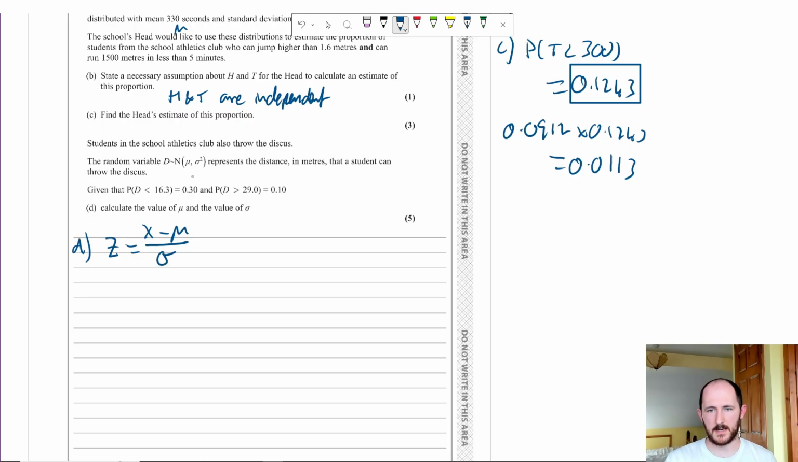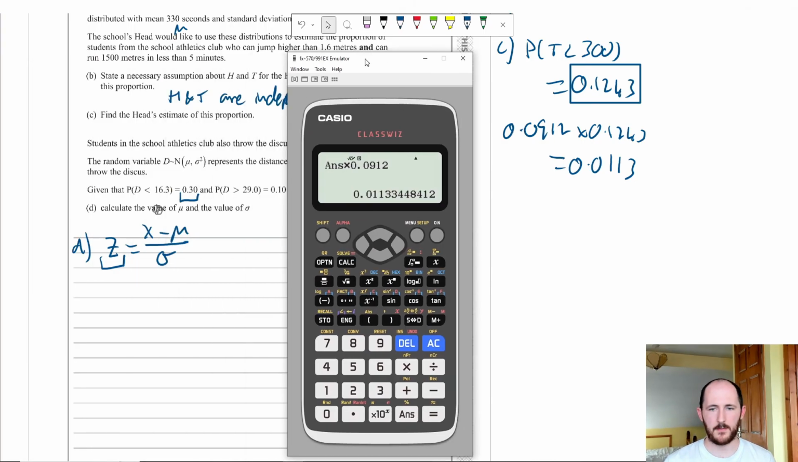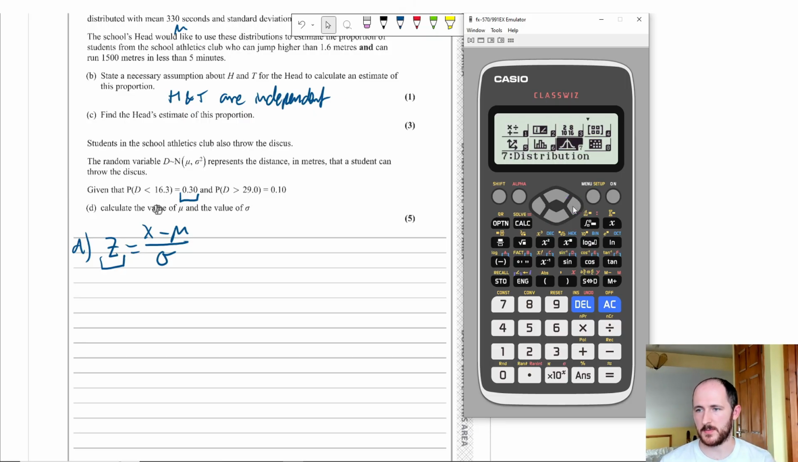So what we're going to do is find out the z value that gives us 0.3 first. Now, if you remember with the standard normal distribution, you are using, first of all, the inverse normal distribution. The area is 0.3. Sigma is 1, mu is 0. Okay, that's the standard normal distribution. Now, when we do this, we're going to get a negative value. We could also get a positive one, but we need to decide which we want.